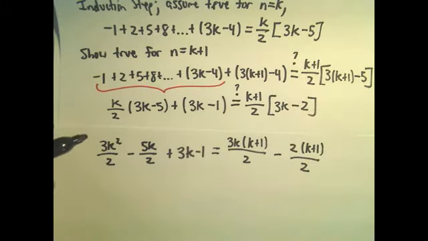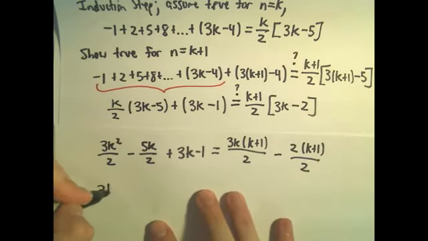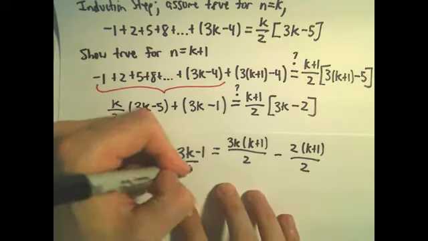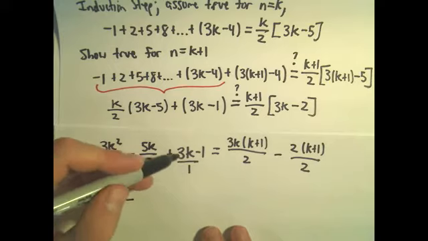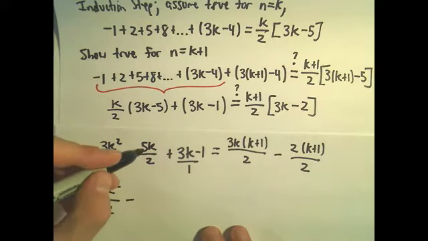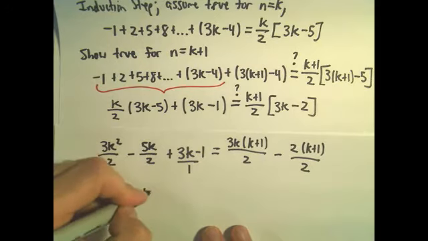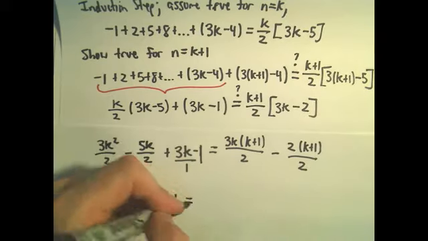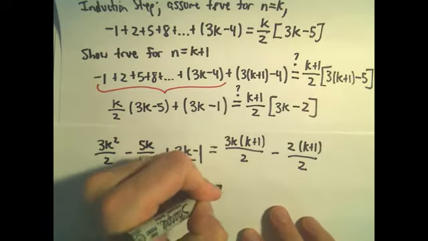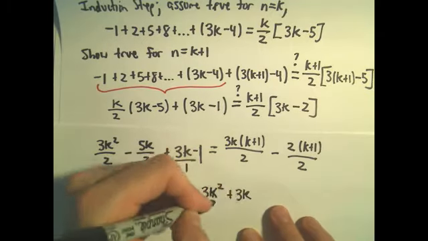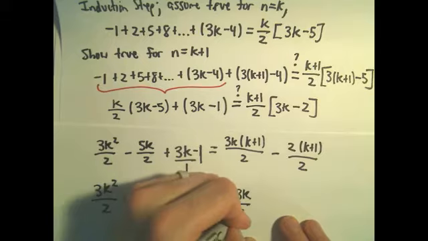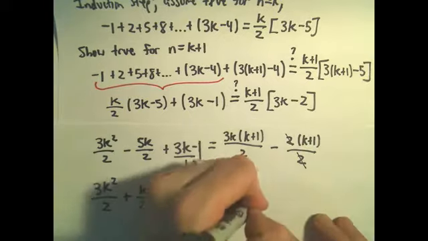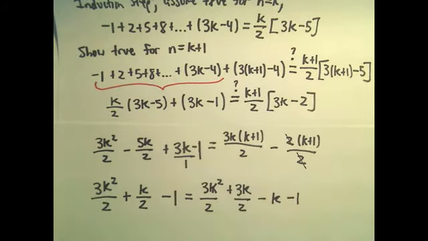And let's see, we could get some common denominators. So I've got 3k squared over 2. I would multiply top and bottom of my 3k over 1 by 2. That would give us 6k over 2. -5k plus 6k would give us positive k over 2. Then we still have our -1 left over. On the right side, we would have 3k squared plus 3k, each of those over 2. And then we can simply cancel out the 2's on our second part, and we would have -k minus 1.